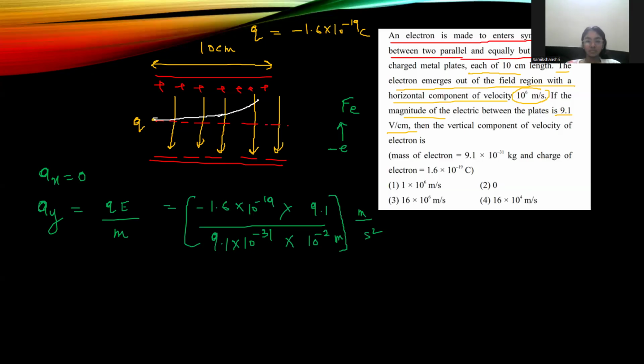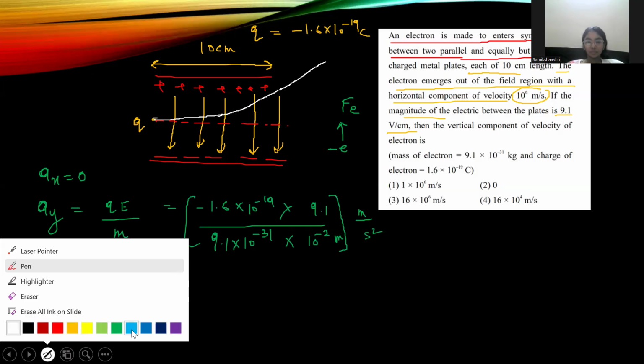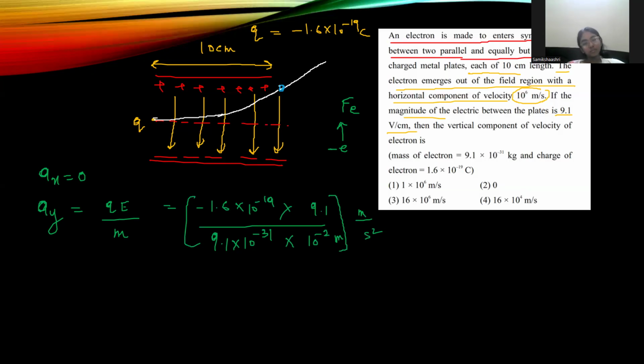After coming out from this plate, since there is no force, it is moving continuously like this. Understood? There is no change in velocity because after coming out from this plate, there is no force. Now it is coming like this. This is a curved path. If you draw a tangent like this, it is the net velocity. It has one component in the x direction, one component in the y direction, Vx and Vy. Actually, they are asking for this Vy.